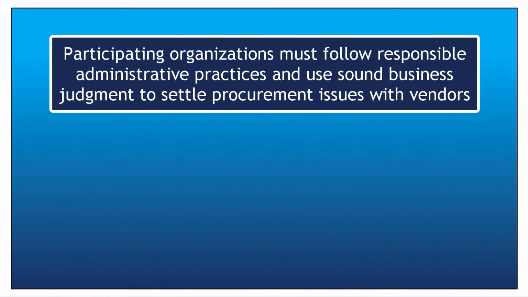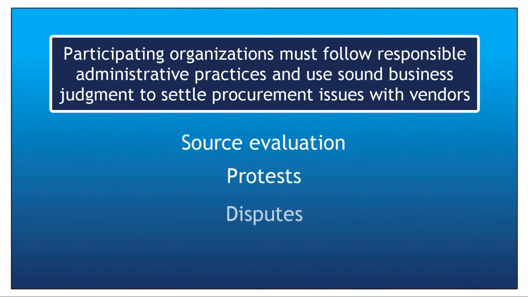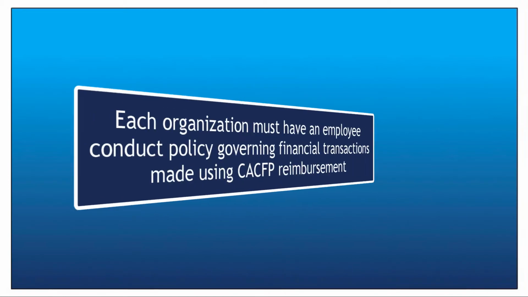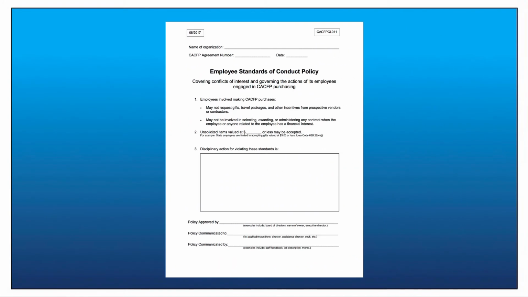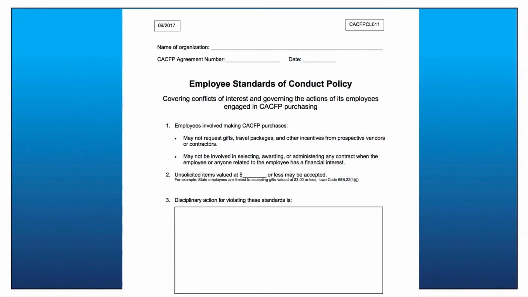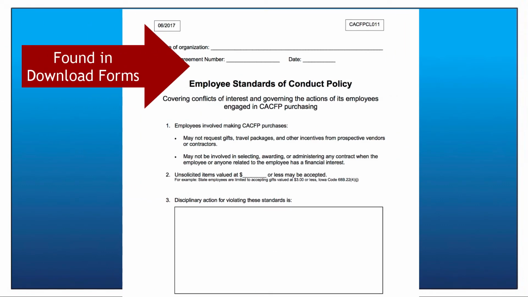Participating organizations must follow responsible administrative practices and use sound business judgment to settle procurement issues with vendors, including source evaluation, protests, disputes, and claims. Each organization must have an employee conduct policy governing financial transactions made using CACFP and reimbursement. An example of a form to create an employee conduct policy can be found in download forms.